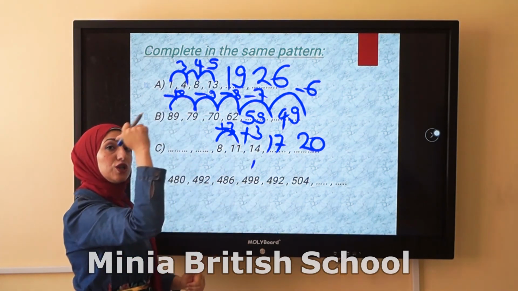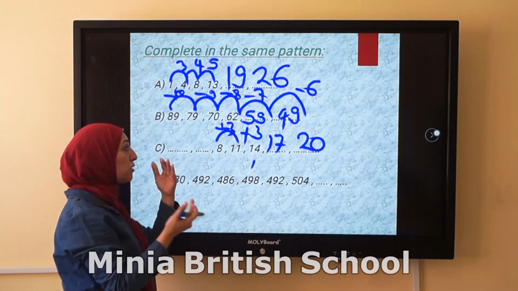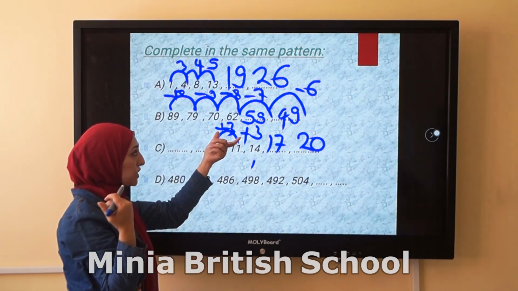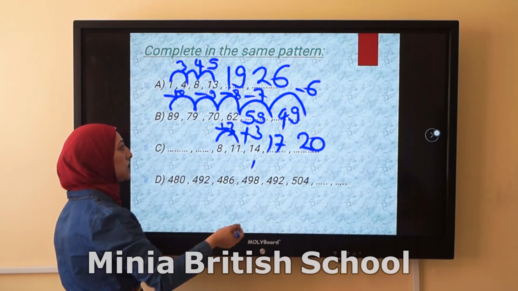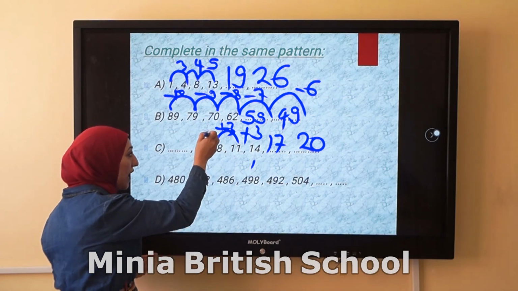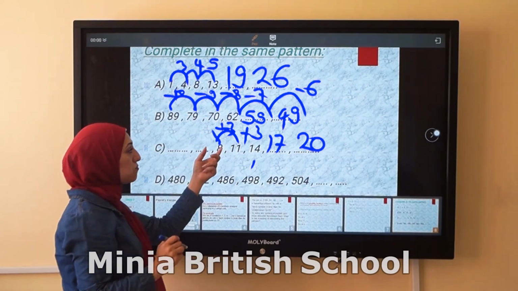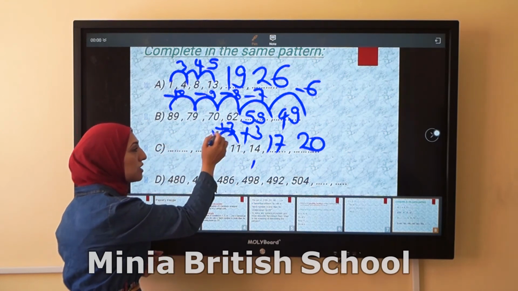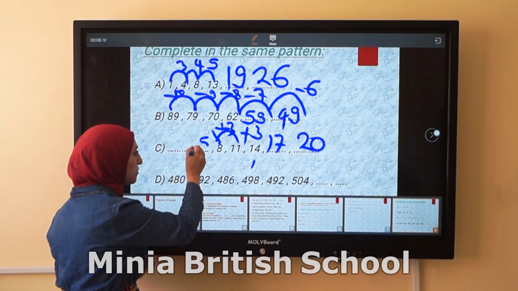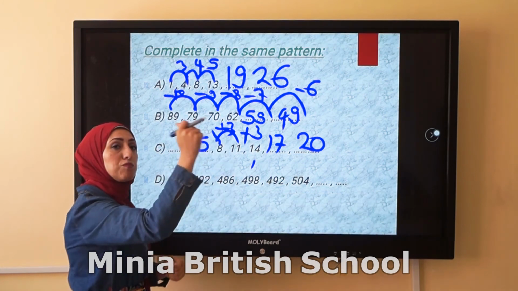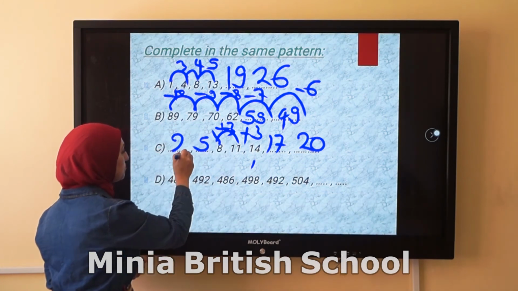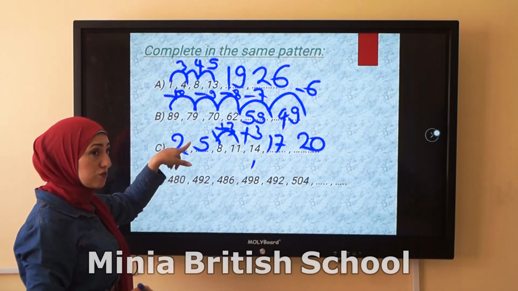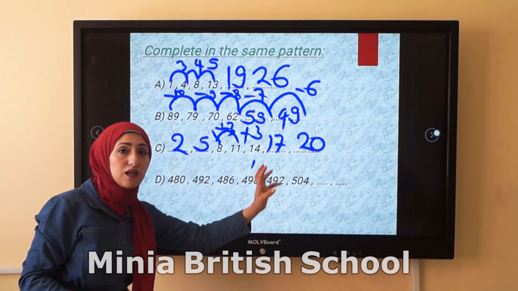What about the previous one? I want to turn back. How? By making the opposite operation. The opposite operation of addition is subtraction. So I subtract 3 from 8 to give me the previous number. So 8 minus 3 equals 5. 5 minus 3 equals 2. If you look at all of it, you will see 2 plus 3 equals 5, 5 plus 3 equals 8, and so on.